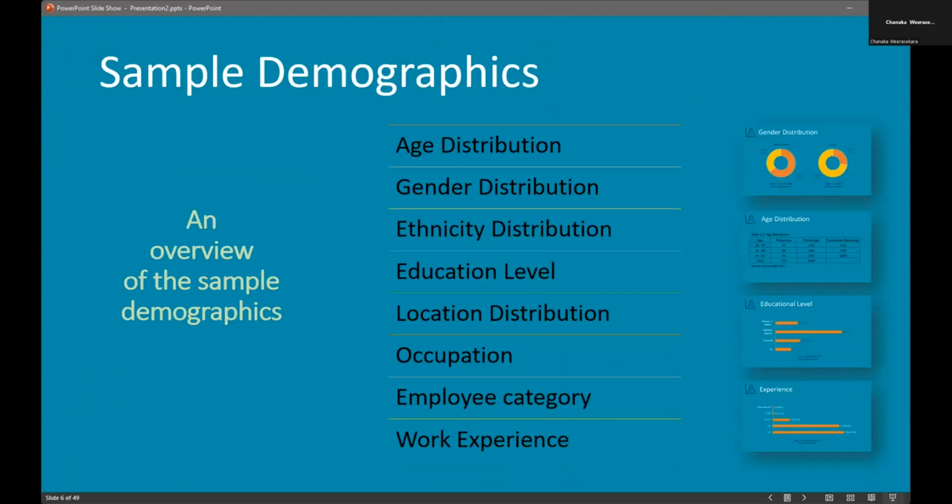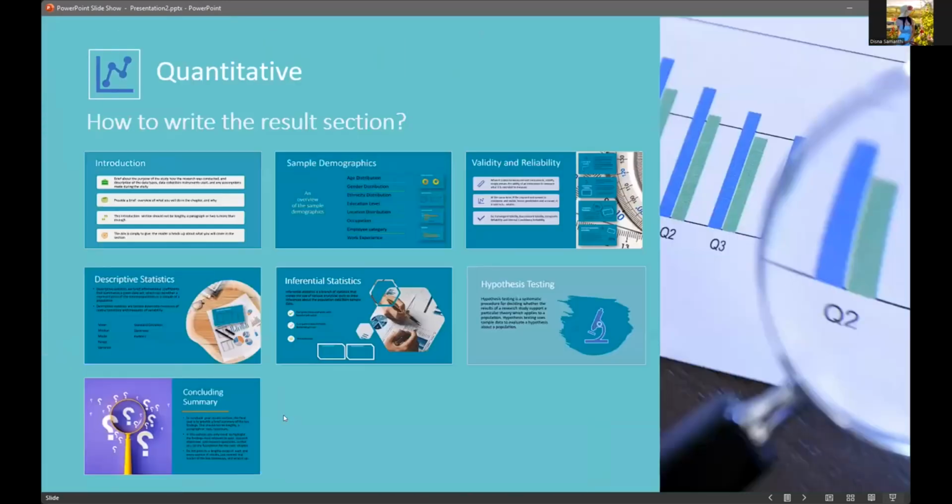So basic idea here is actually convince the reader that we have a good representation of our population, right? Good representation of our population. So moving into the next one, that is validity and reliability.